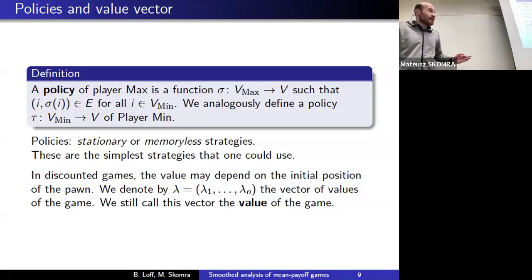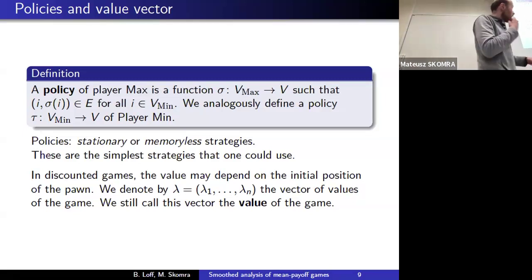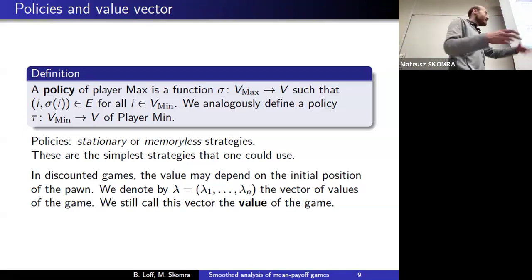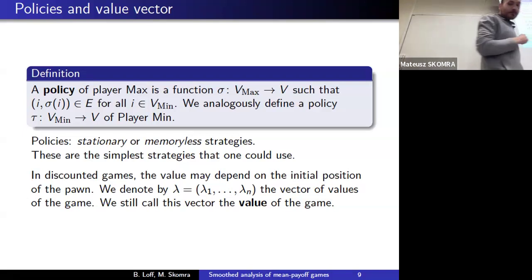The other paragraph is just a notation remark: when you have such a game, your value can depend on the initial position of the pawn, right? You can just imagine that your graph has two connected components, and from one you don't ever reach the other. So the value will actually depend on the initial position. This is why by the value in this game, we usually mean the vector, each coordinate containing the value of a given starting position. So I sometimes say that the value is a number, sometimes the value is this vector. In these games, it's the same: by overuse of notation, we use the same word for the vector and for the component. Okay, good.